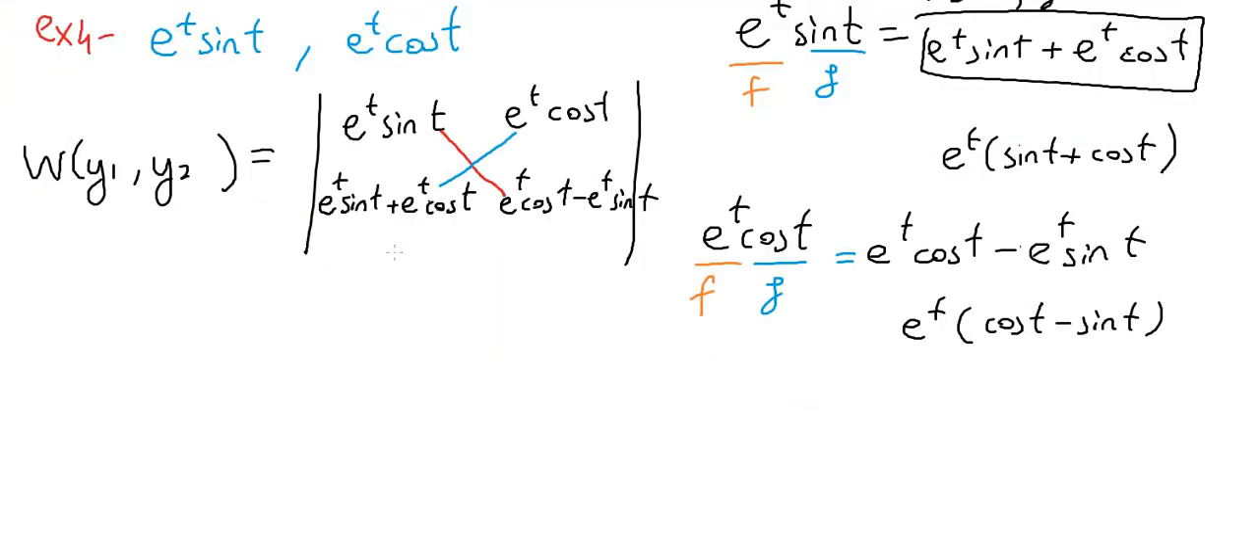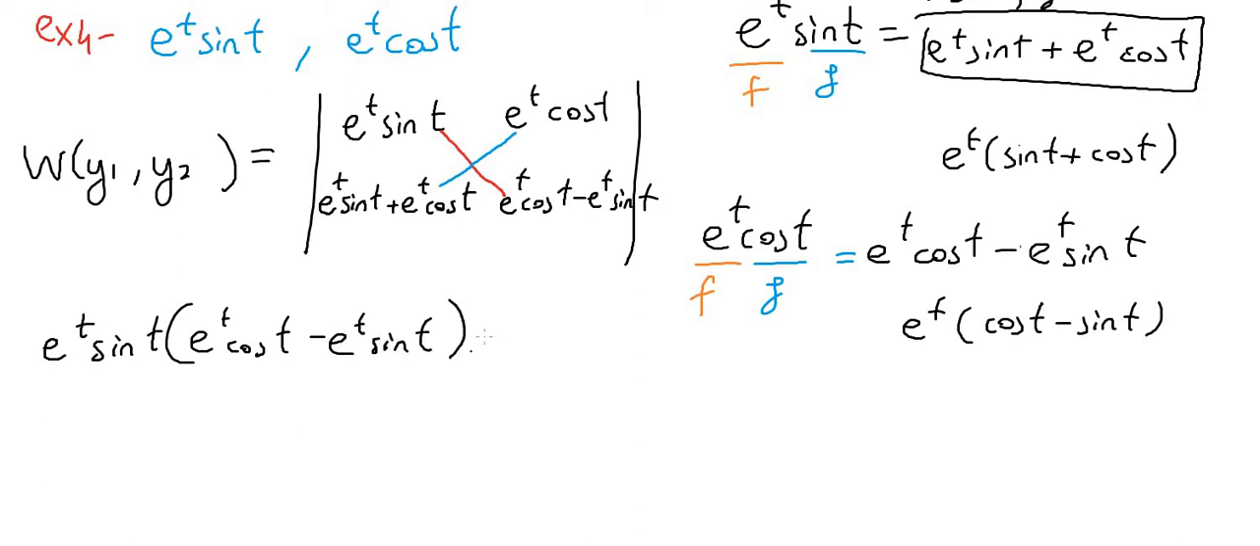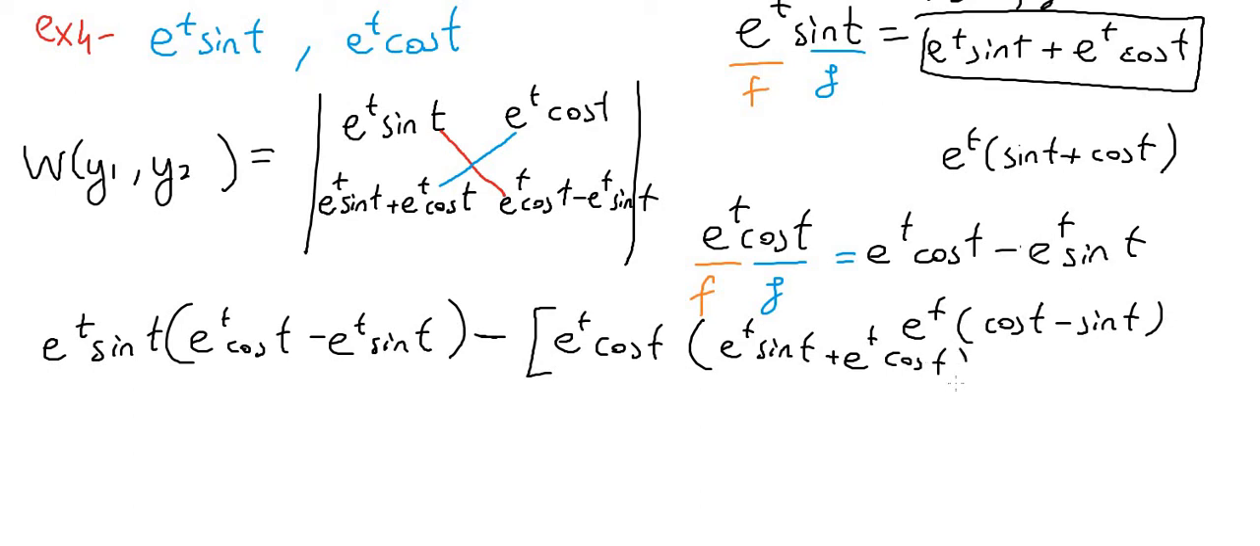So from the first multiplication, we have e to the t sine t times e to the t cosine t minus e to the t sine t, minus, from the second one, we have e to the t cosine t times e to the t sine t plus e to the t cosine t. Now we're going to distribute this inside.